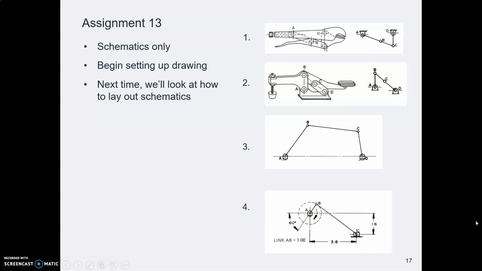So for now, what you could do is open a title block, and following the sizes that he gives you in the assignment, just begin to set up your drawing. Figure out where those fixed links need to go. See if you can get a crank drawn in there somewhere, maybe. Anything else you can figure out how to put in there, do that.